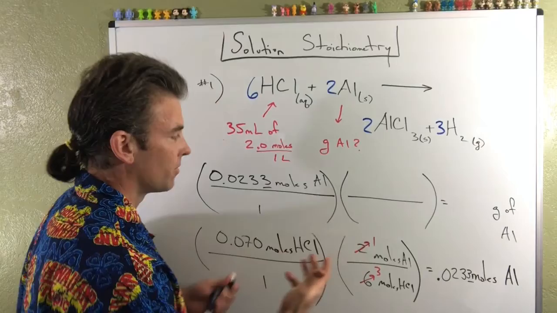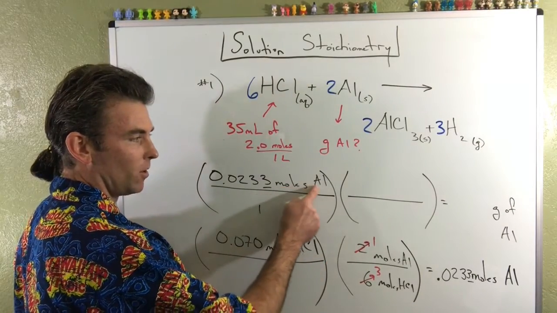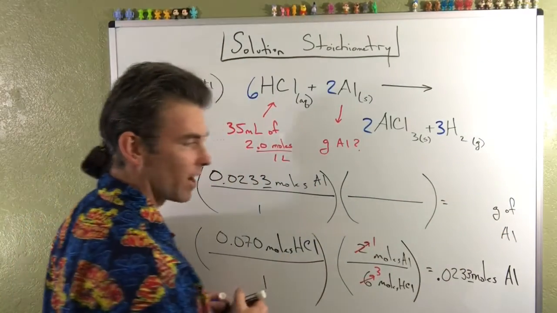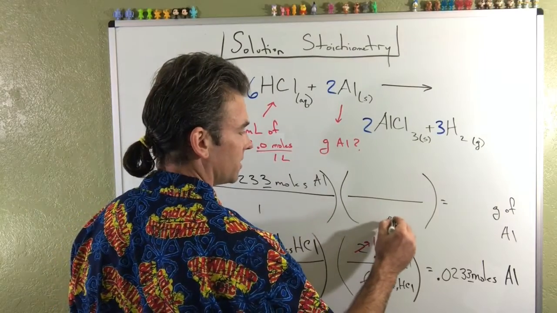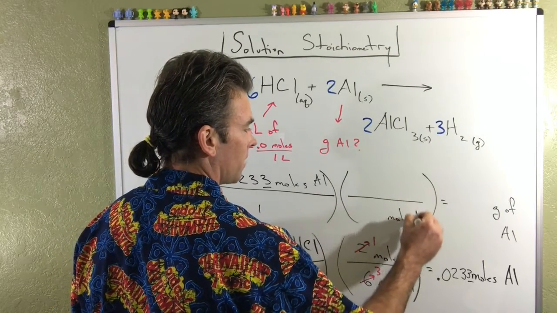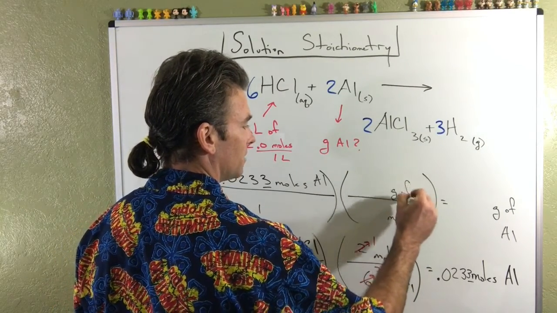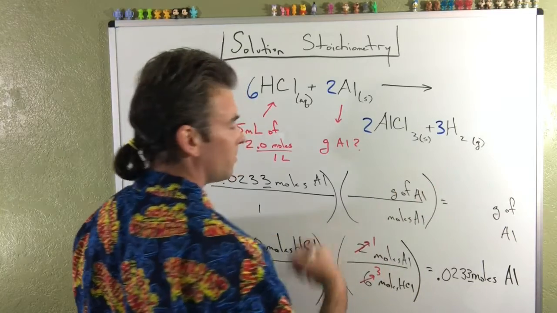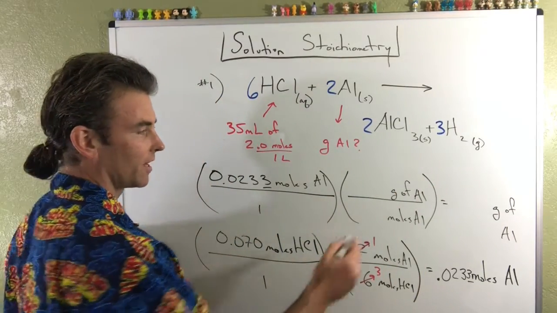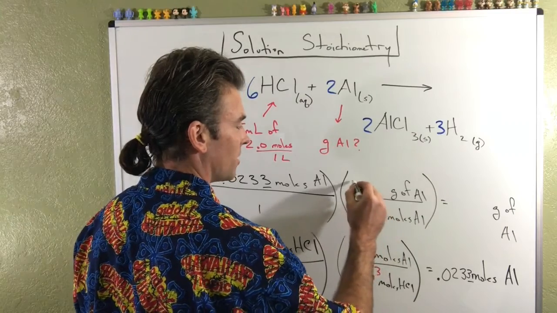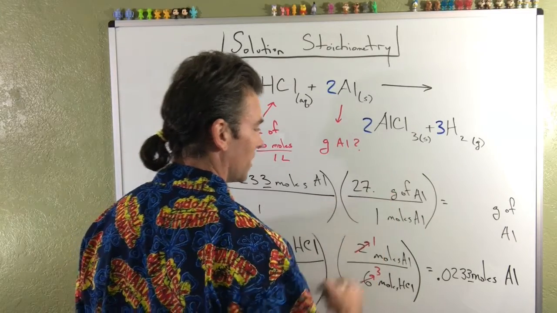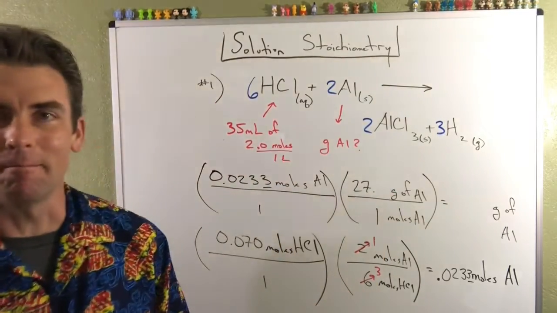All right, I'm feeling good about this. Got moles of Al. I want to go directly to the grams of that thing, which I know I can do in one step. I've got moles of Al. I've got grams of Al. I look up on the periodic table what the heck that thing is, which I should probably do a better job of. I think it's 27 something, but I better look that up.